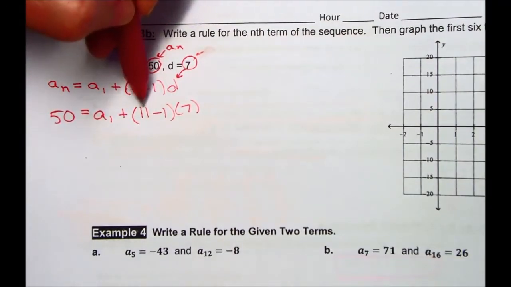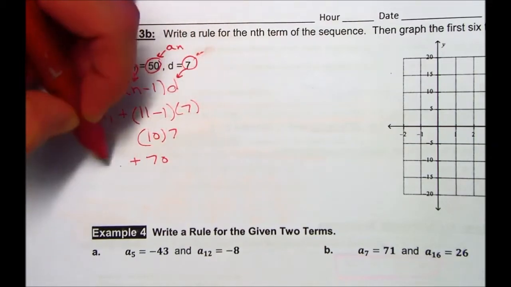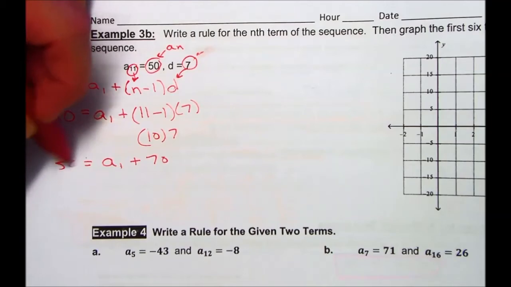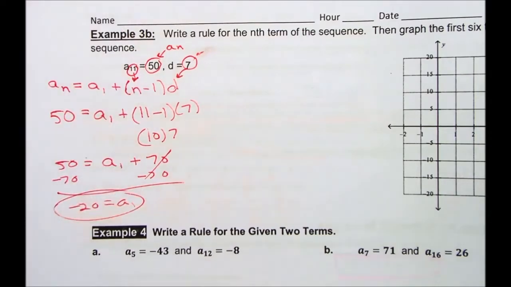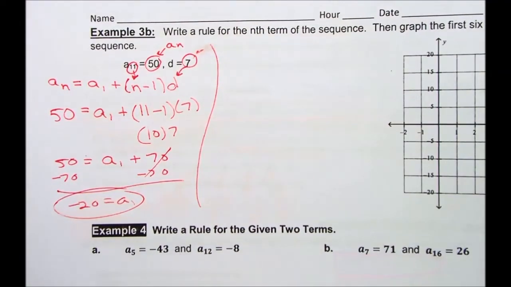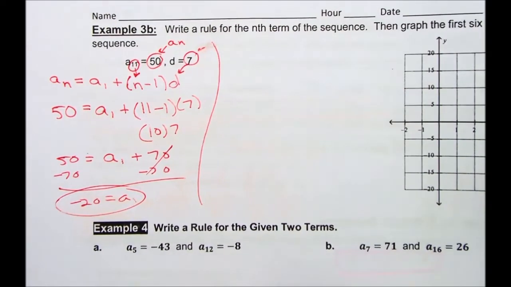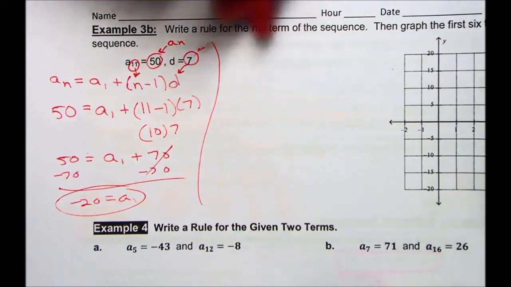Simplify. 11 minus 1 will be 10 times your 7 will be 70 plus a sub 1 equals 50. Subtract your 70 and we get negative 20, we just found our a sub 1. So now that you've got your a sub 1, kind of like when you're writing the equation of a line, you have to find the slope and a point, or the slope and the y-intercept before you can write the equation. This is very much like it. You have to find the d, or the common difference, and the first term in the sequence.